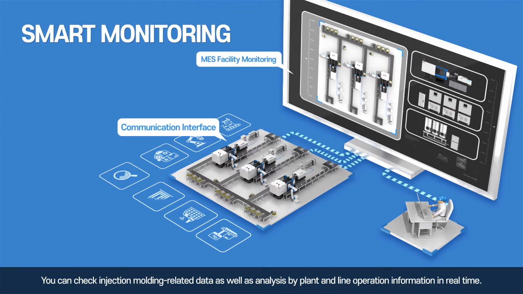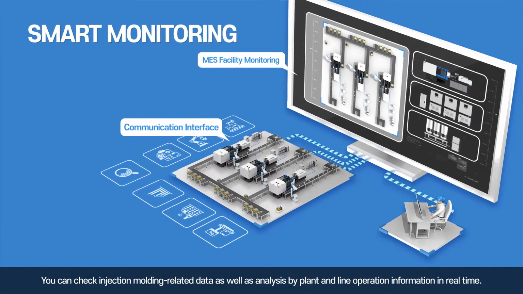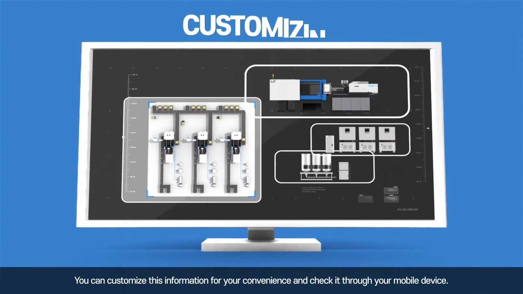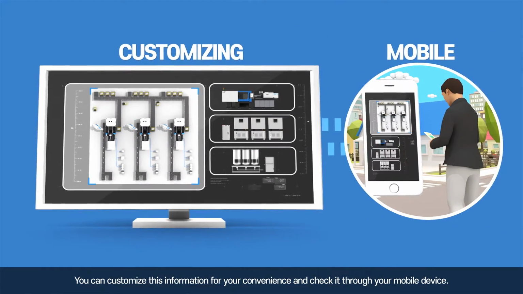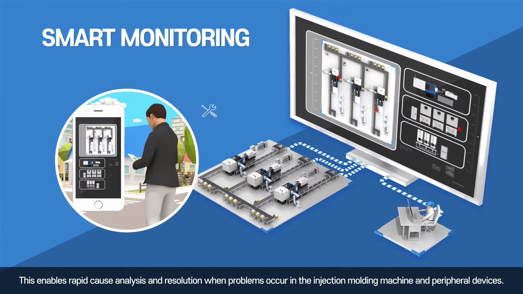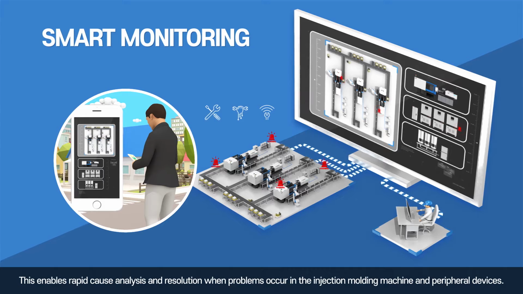You can check injection molding related data as well as analysis by plant and line operation information in real time. You can customize this information for your convenience and check it through your mobile device. This enables rapid cause analysis and resolution when problems occur in the injection molding machine and peripheral devices.